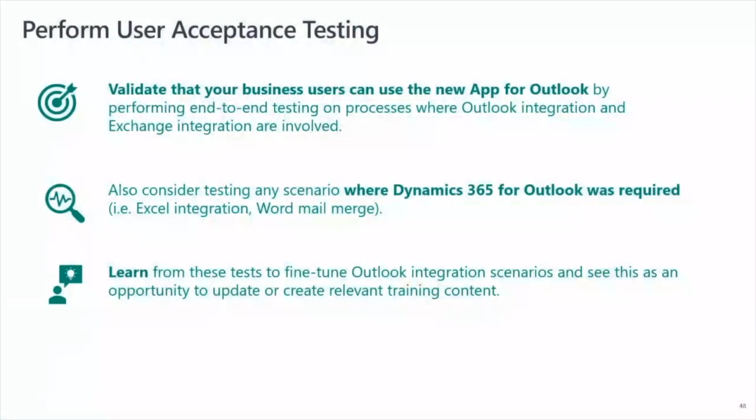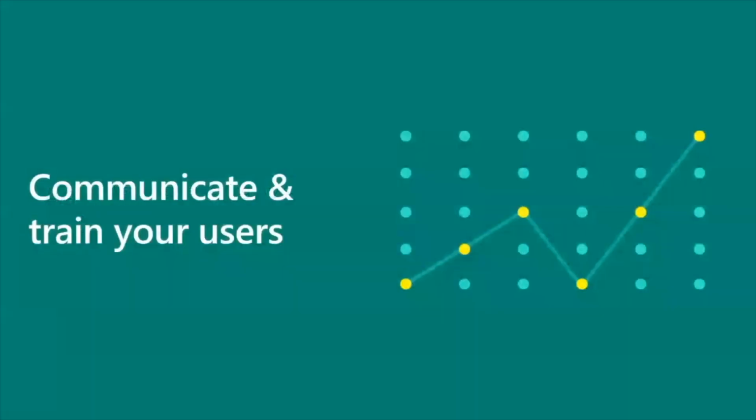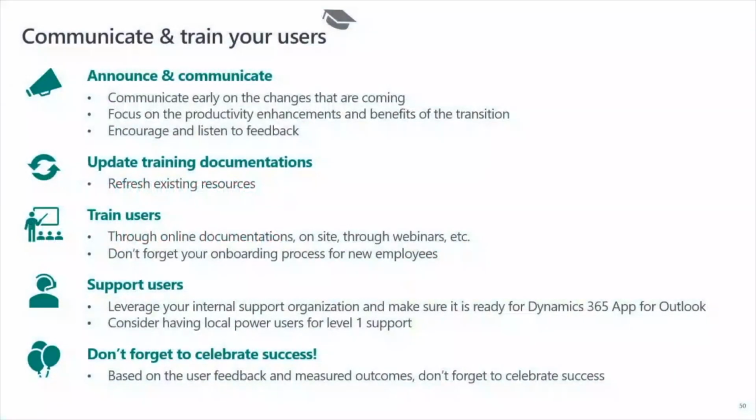Then perform user acceptance testing. So really validate that your business users can use the app for Outlook by performing end-to-end testing on processes where Outlook integration and Exchange integrations are involved. Also consider testing any scenario where Dynamics 365 for Outlook was required, for example, the Excel integration or the Word mail merge. Those are a bit on the side, but it's important that you cover them as well in your tests. And learn from these tests to fine-tune the Outlook integration scenarios and see this as an opportunity to update or create relevant training content.